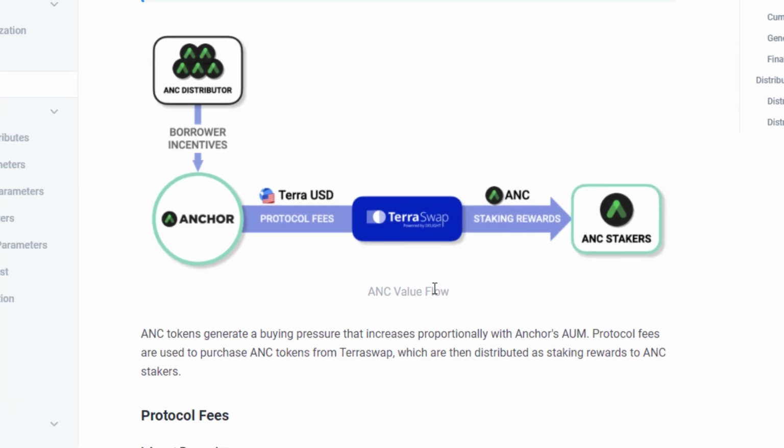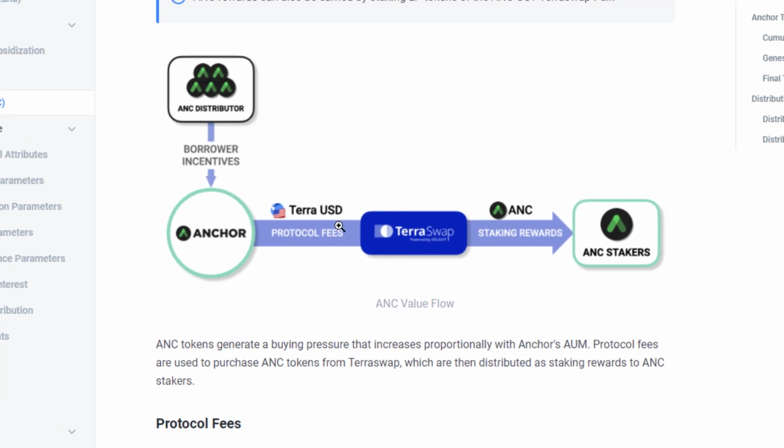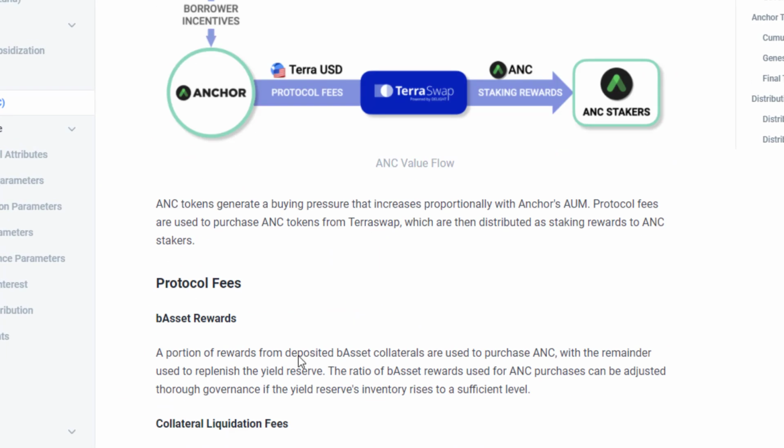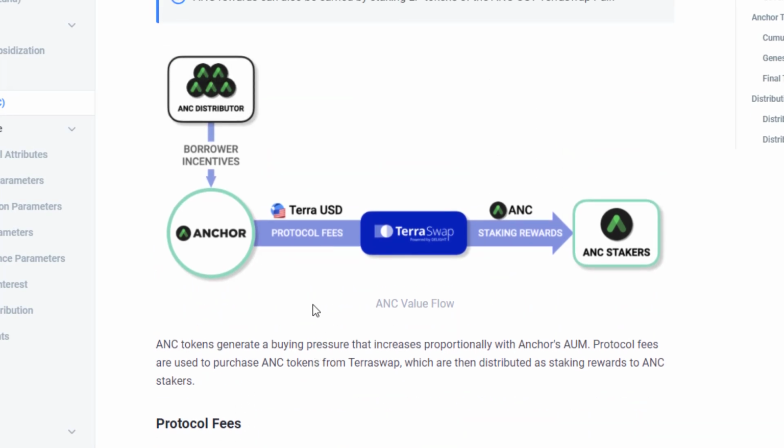And to simplify that, here's a good visual representation. So protocol fees are charged. A portion of them come from bAsset rewards and a portion of them come from collateral liquidation fees. These fees are then used on TerraSwap to buy ANC off the market, and they're distributed to ANC stakers.